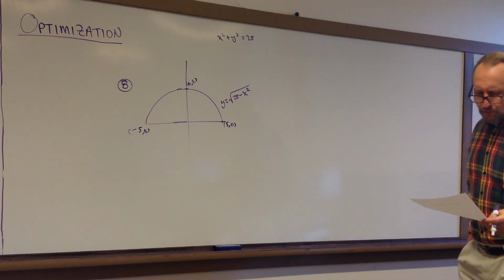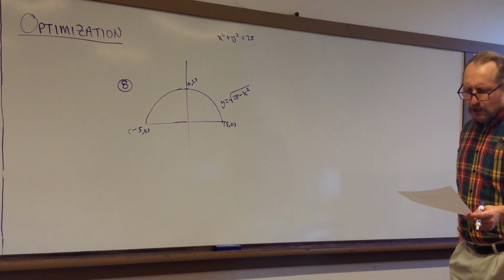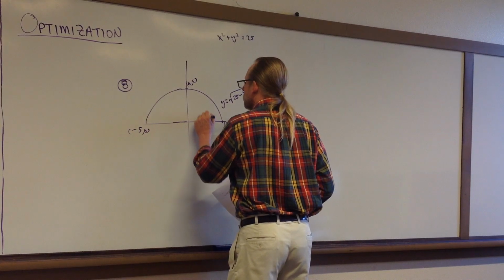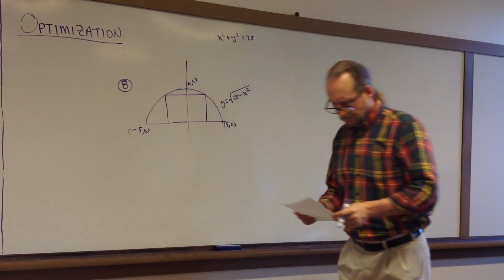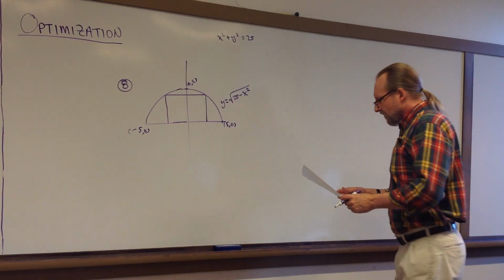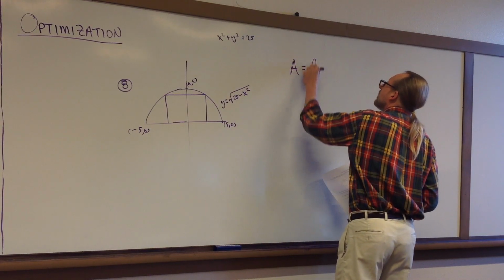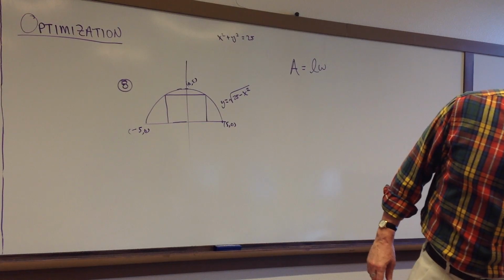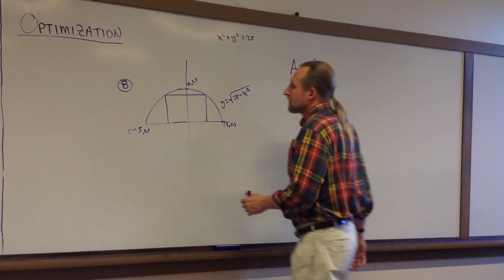So the problem says a rectangle is inscribed in a semicircle of radius 5. Two corners are on the x-axis and two corners are on the semicircle. So that's going to look something like this. Express the area of the rectangle as a function of x. All right, we know the area of a rectangle is the length times the width. So we need to express those as functions of x.